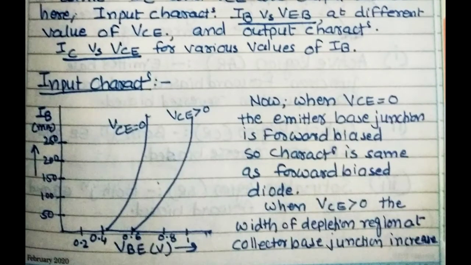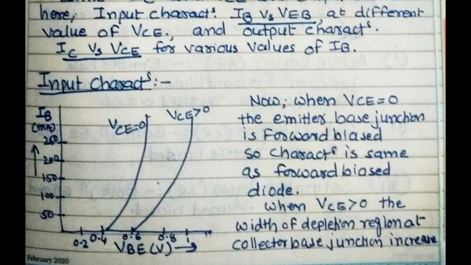So here is shown the input characteristics graph. When the output voltage is 0, it means VCE is 0. Now the emitter-base junction is forward biased, so the characteristics are the same as a forward biased PN junction diode.